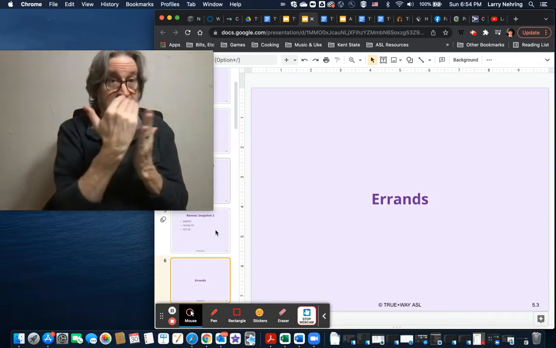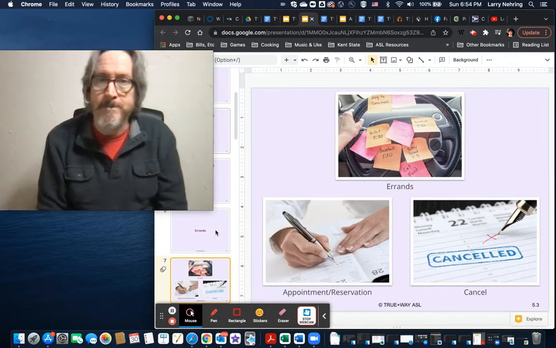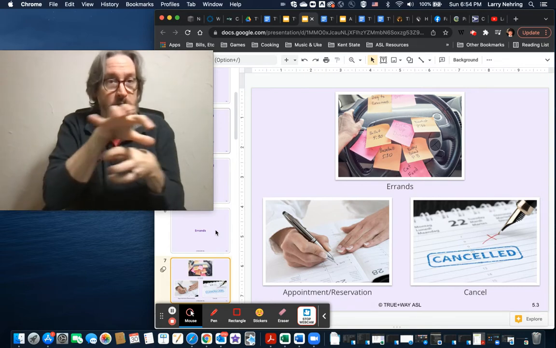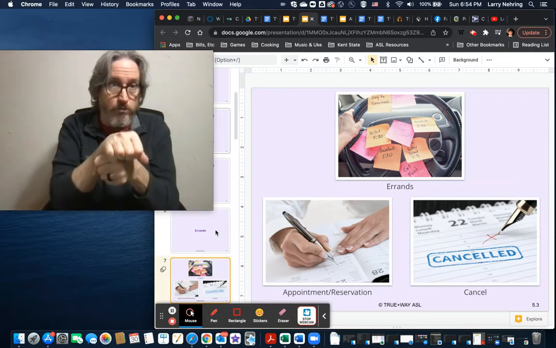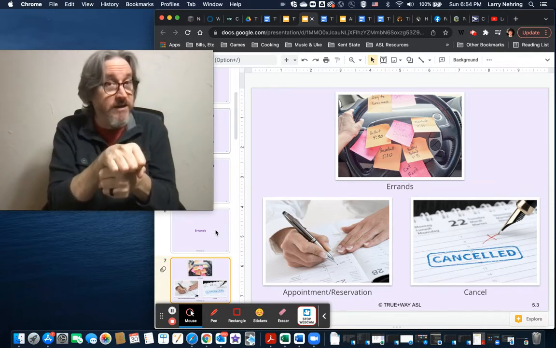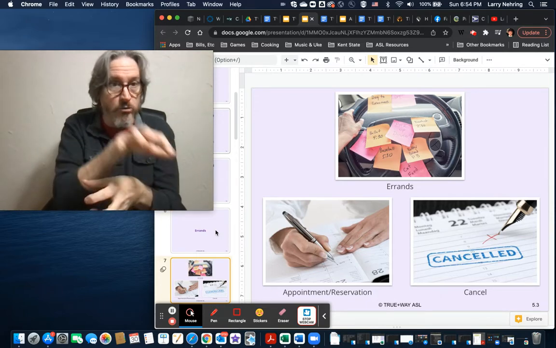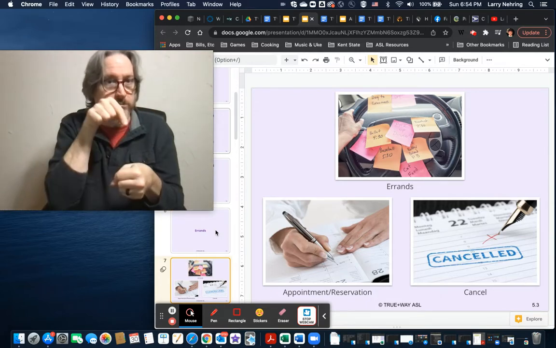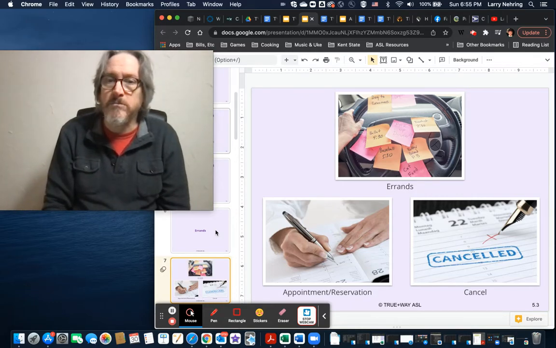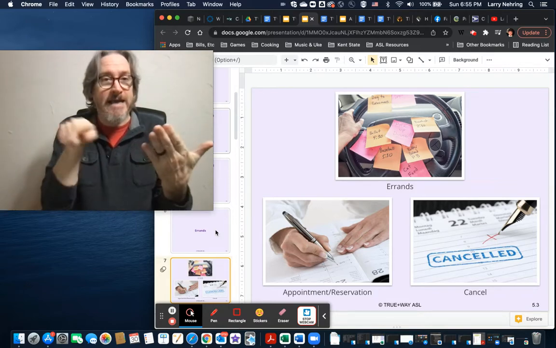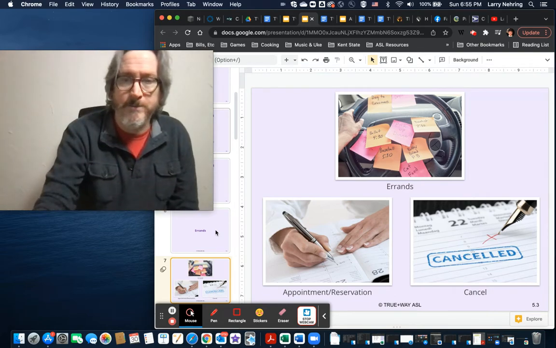So, things you have to do, errands. Appointment, boom. It's like locking something in place. You are reserving the time, a reservation. If you make a reservation at a hotel, at a doctor's office, you're reserving that time. That's my time. That's my table. You're locking it in so no one else gets it. Reservation. Appointment, same thing. Cancel, just draw an X through it. So here it's on the paper, it's on your calendar, and you just canceled it.